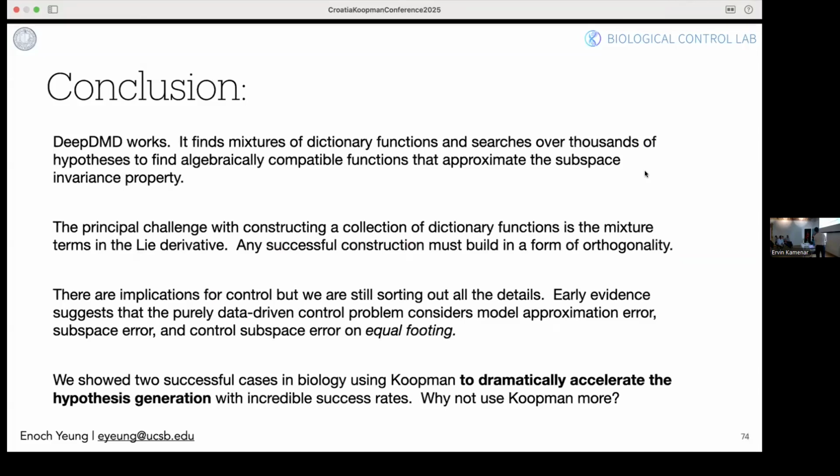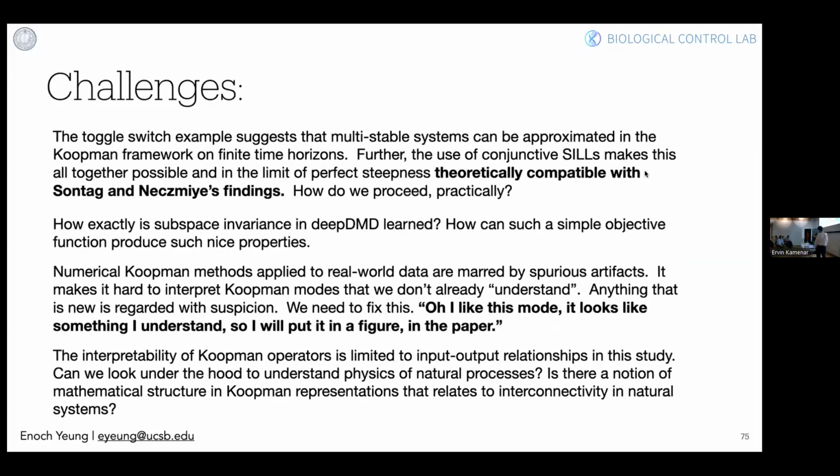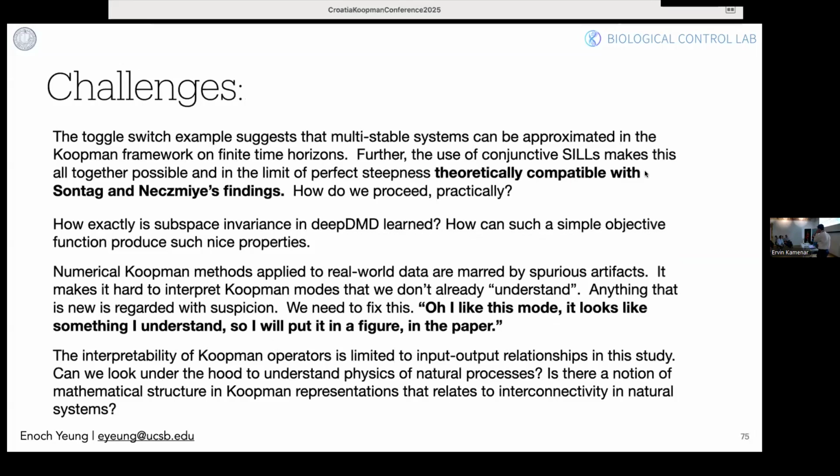The conclusions I'm not going to read through because I'm out of time. I just want to leave you with a slide on the challenges. I think there's lots of opportunities here, and I'd be happy to take any questions that you have.